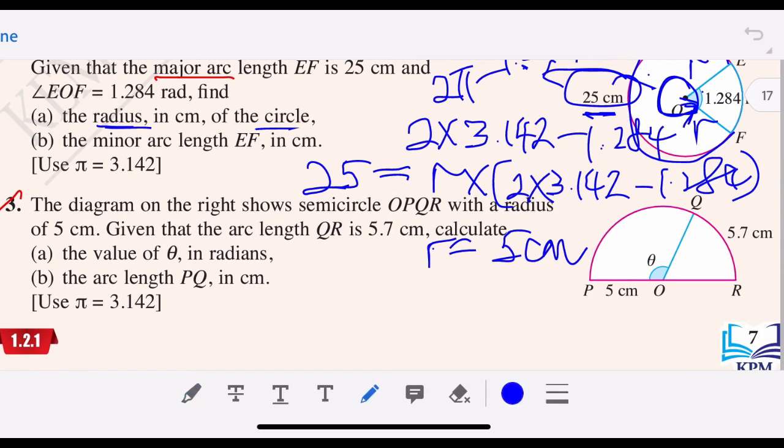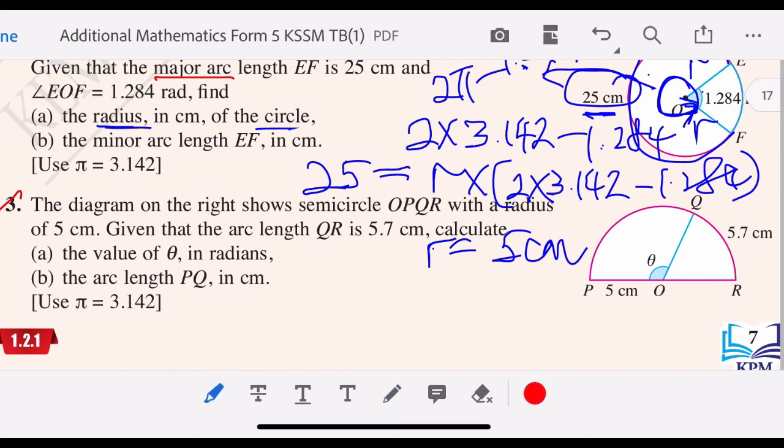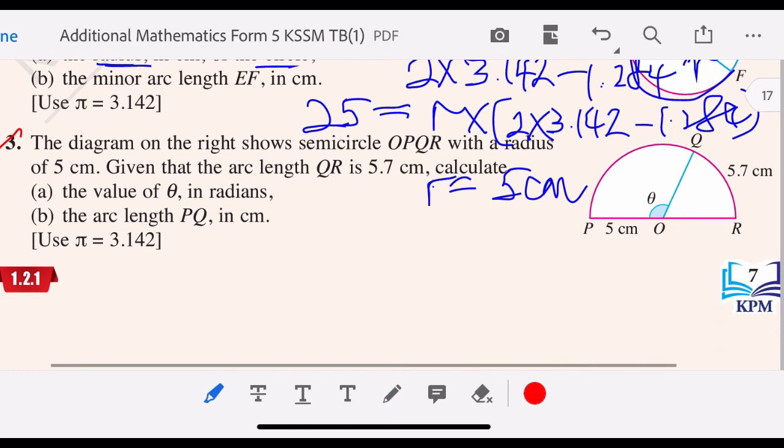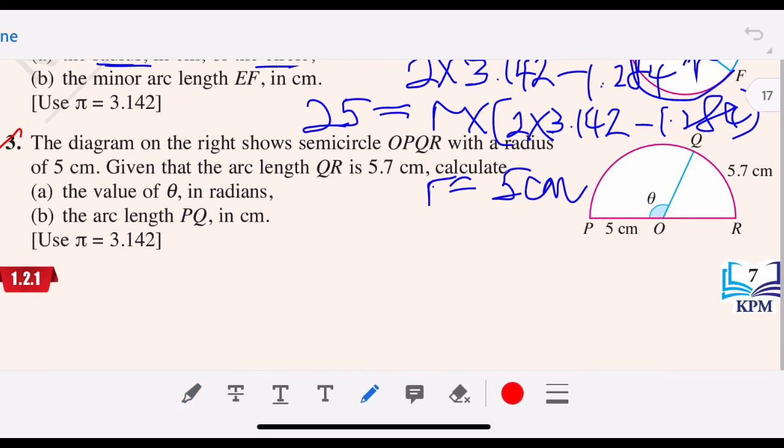Question number 3 is your homework. Please do it on your own. Now I'm going to discuss it. You try first and then you refer to the answer given.